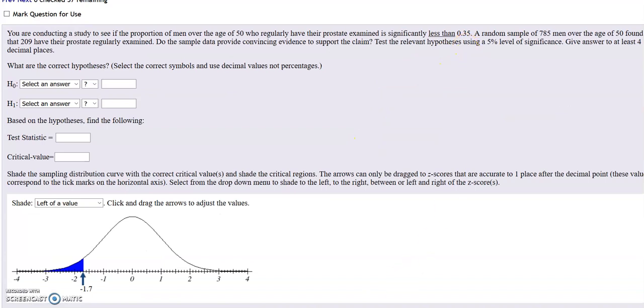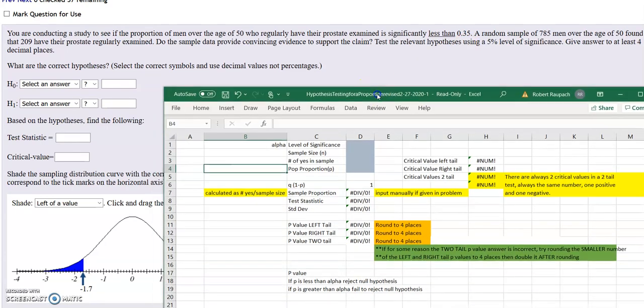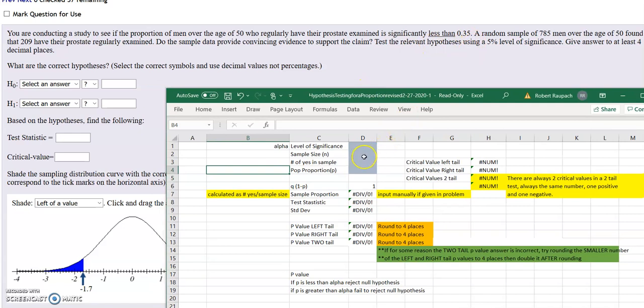Okay, now let's get into the calculations here. A sample of 785 men over 50 found that 209 have their prostates examined. Does the data support this claim? All right, 5% level of significance, 4 decimal places, okay?